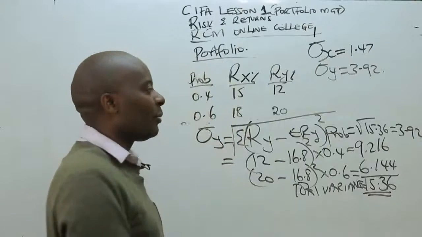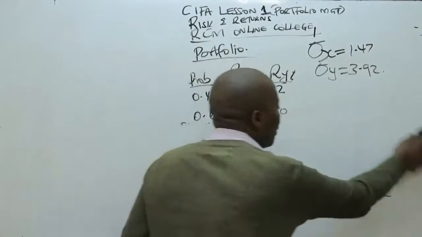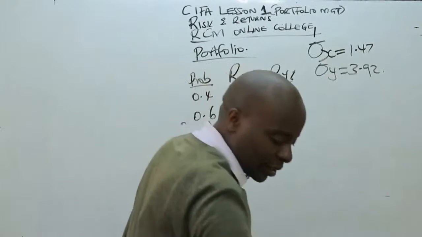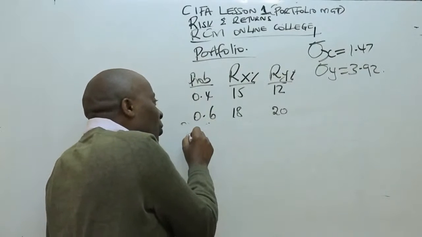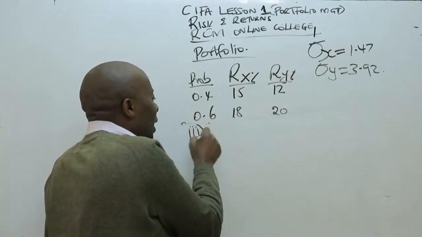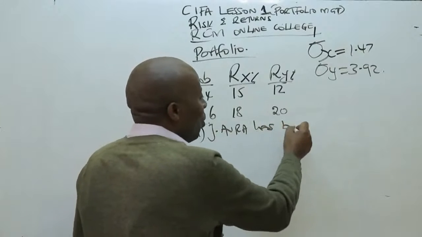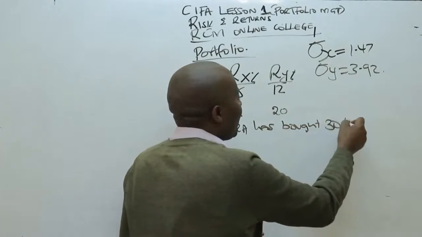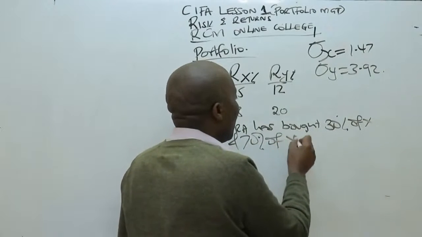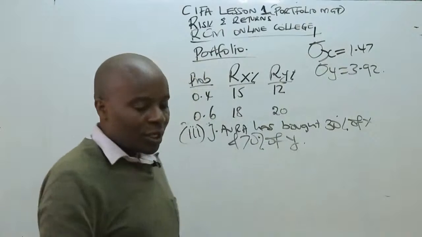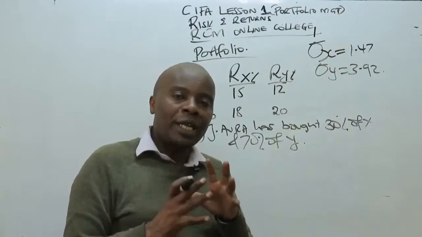Now, ladies and gentlemen, the moment I have those two standard deviations, I would want us to go to the next concept. This next concept is an easy one. I would want you great students of ours to look at this third scenario where J. Aura has bought 30% of security X and 70% of Y. So in short, J. Aura has formed a portfolio.